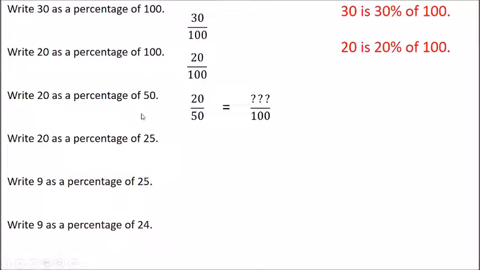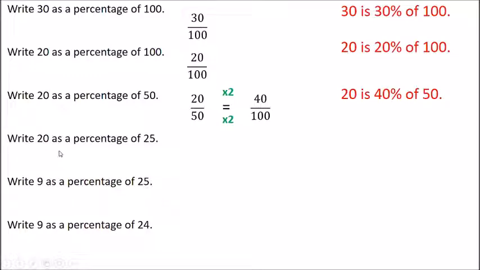So how can I get from 50ths to 100ths like it was in the first two questions? We're thinking about equivalent fractions. Multiply the numerator and denominator by 2 because 50 times 2 gives me 100. 20 times 2 gives me 40, which means that 20 is 40% of 50. And when you think about it, that actually makes sense. 20 is just below half of 50.